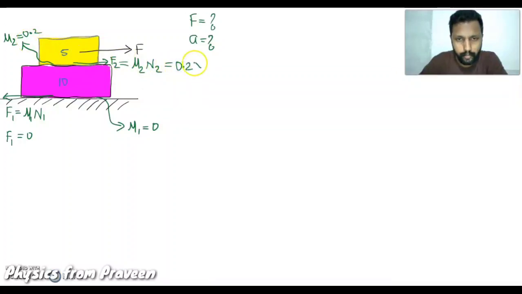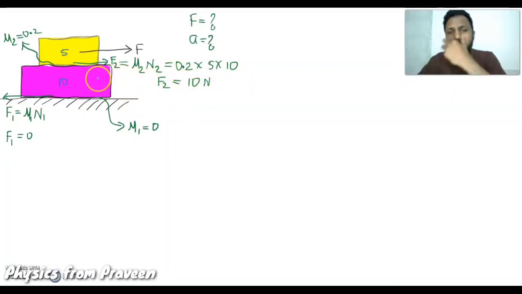Therefore, 0.2 into N2. The normal reaction will be equal to the gravitational force in this situation, since it's a horizontal surface. Therefore, it should be 5 into g, that is 10. Therefore, you will get in this case also 10 Newton as the frictional force. Now we have understood the frictional force is 10 Newton.